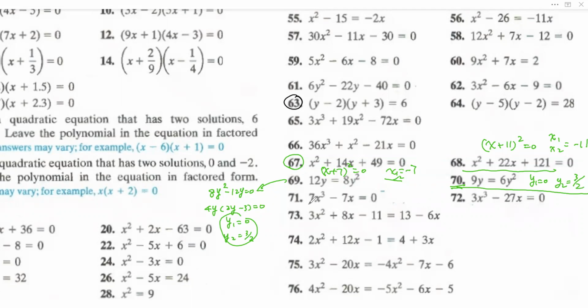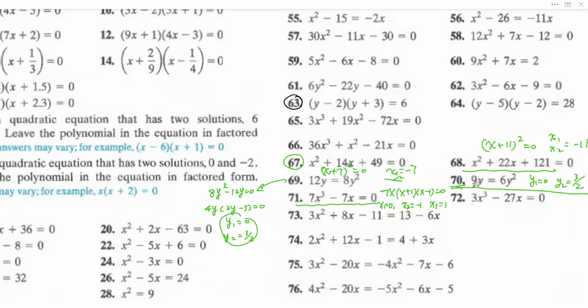71, that's a super easy one, right? So you can take 7x first out. Then x squared minus 1, right? x squared minus 1 is x plus 1 times x minus 1, equals 0. So one of them is 0, x2 equals -1, x3 equals +1, right?